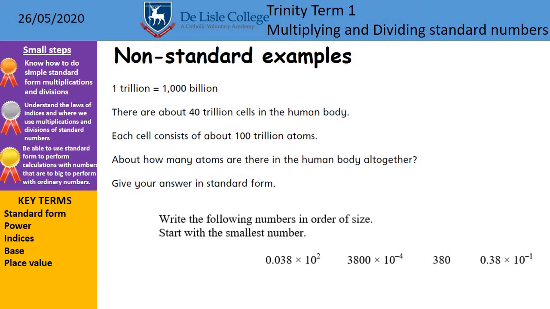So if we have a look at a non-standard example, obviously we have this idea of $1 trillion that the government may be spending. $1 trillion is just 1,000 billion. But equally, we know there are approximately 40 trillion cells in the human body, and a single cell could contain 100 trillion atoms. So the next question is, how many atoms in the human body? Can you give your answer in standard form?